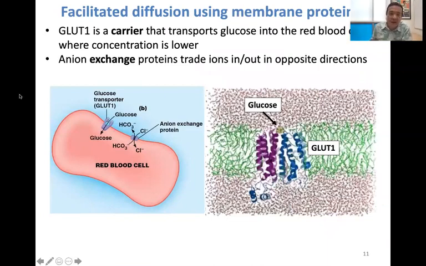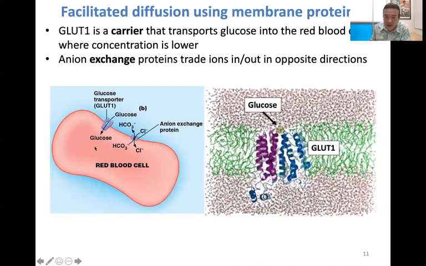Right. So facilitated diffusion in red blood cells might involve something like the facilitated transport of glucose. We have a particular transporter protein known as GLUT1, or the glucose transporter. Right. And so this protein takes glucose that's floating around on the outside of the cell and transports it through the membrane into the cell. And so this would typically be from high glucose on the outside to low glucose on the inside.